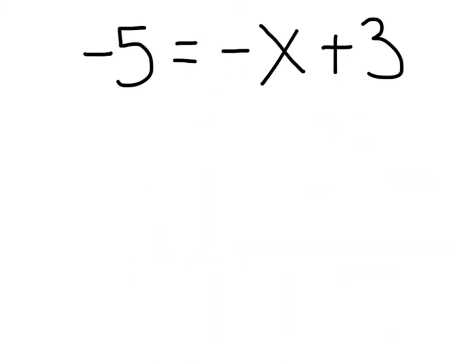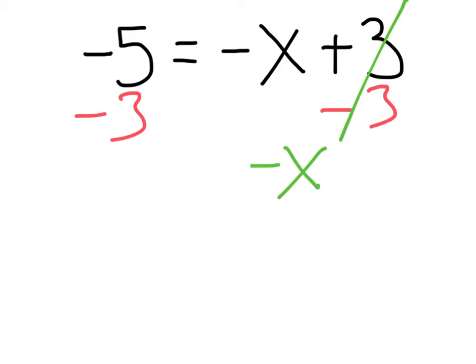Here we have another equation with two operations, so we know that we always need to do what first? That's right, adding or subtracting. And so I see that this is plus 3, so let's try minus 3. And if we do it to one side, we've got to do it to the other. 3 minus 3 cancels out, so all we're left with on the left side is negative x. We can't forget that negative. And so negative x equals what? Negative 5 minus 3 is negative 8.